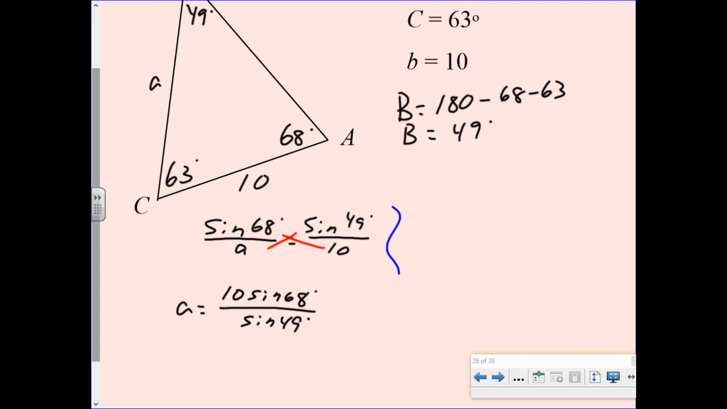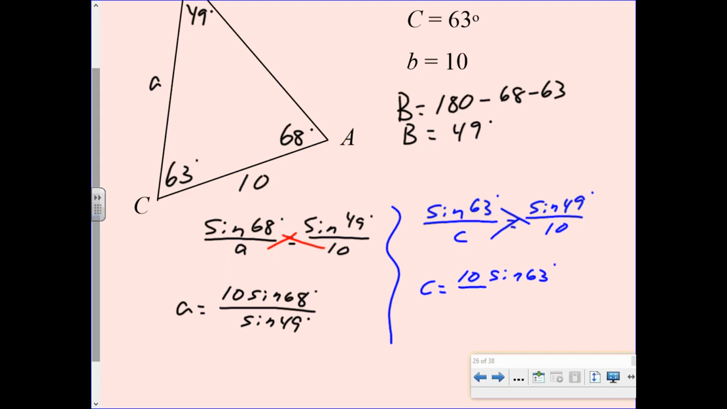And then I do the same kind of thing for side C. So I'll do that over here to the side. So again, the sine of 63 degrees over C. And I'm going to use a ratio that I know. So again, I'm going back to the B pair. So sine 49 divided by 10. Okay, and again, cross multiply divide. So C equals 10 sine 63 divided by sine 49.